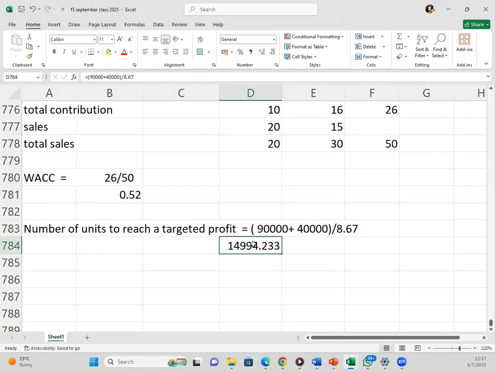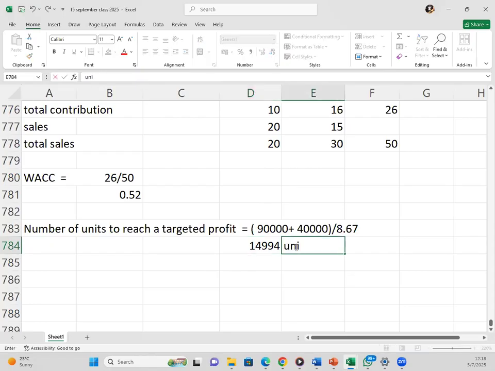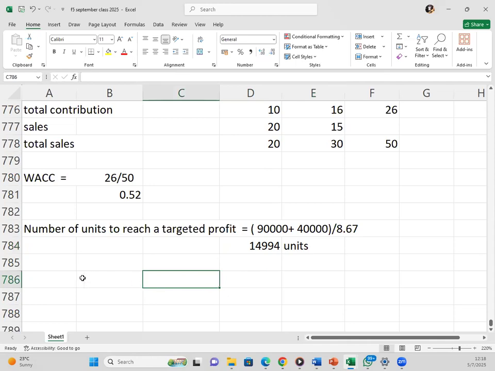So in order to reach that required level of profit, we have to make 14,994 units. So to reach the targeted profit, these are the units we need to produce and sell. So the number of units to reach that targeted profit is the number of units we need to produce and sell.